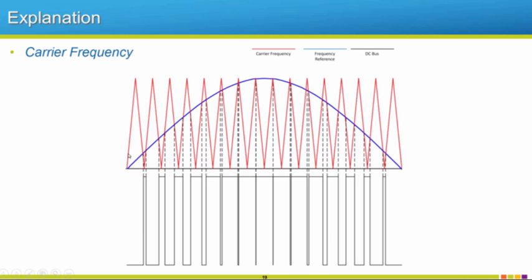So how this works is this carrier frequency set has a set area that it works in, but depending on what frequency reference we want, we will just choose our intersecting points. From there, that picks how wide of a pulse we need.